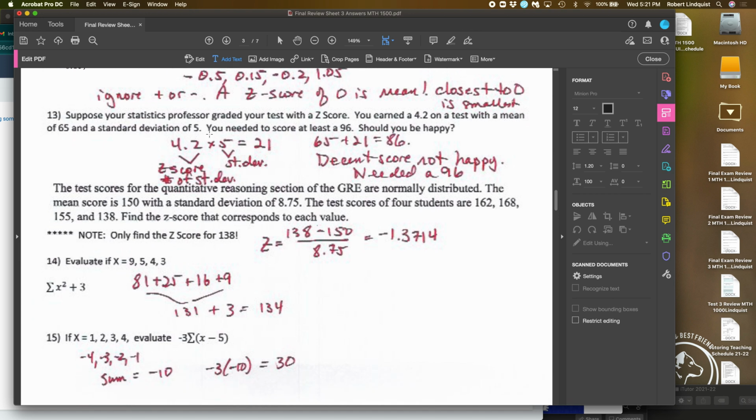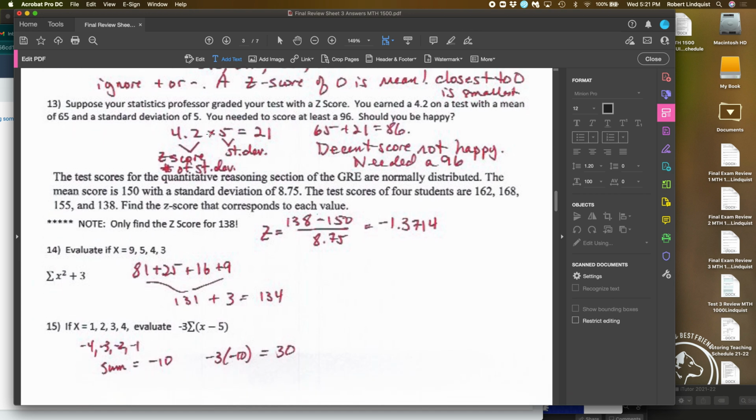Okay, number 13. Suppose your statistics professor graded a test with your z-score. You earned a 4.2 on a test. That's your z-score, with a mean of 65 and a standard deviation of 5. You needed to score at least a 96. Should you be happy? Well, if you scored a 4.2 of a z-score and the standard deviation was 5, 4.2 times 5 works out to be 21. So that means you're 21 points above the mean. So you take the mean, which is 65, add 21, and you get 86. You needed a 96. You would not be happy.